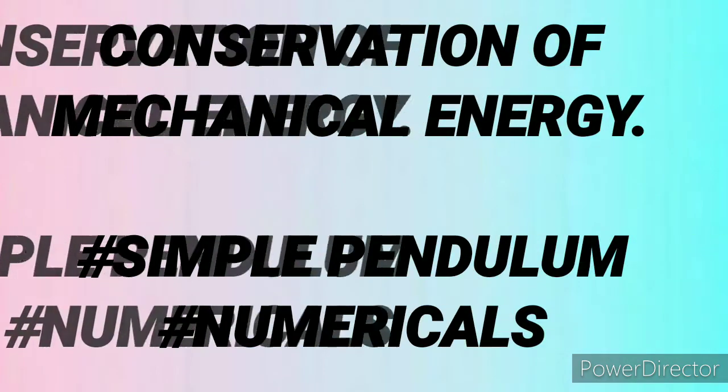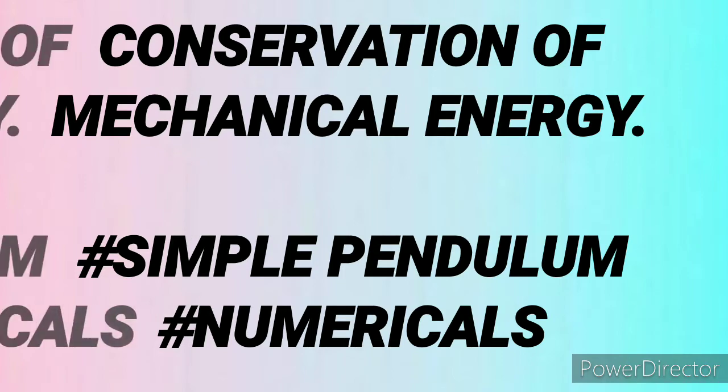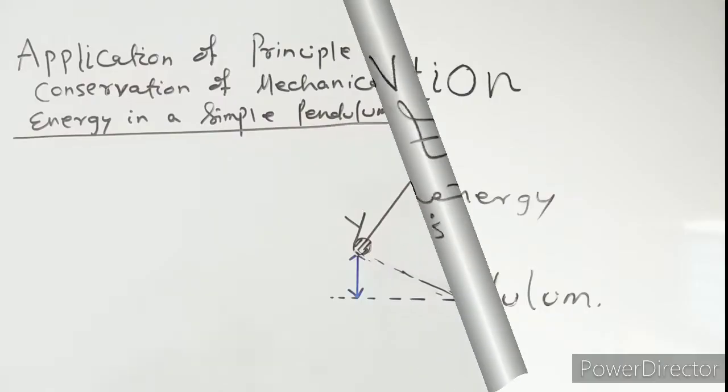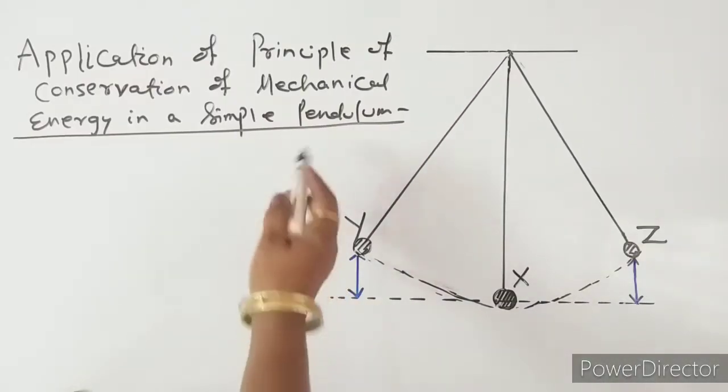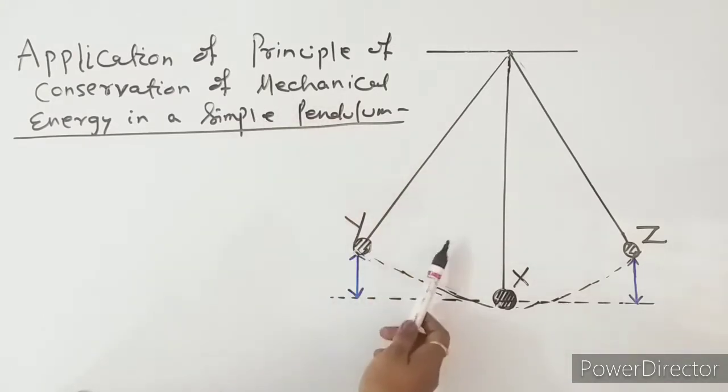Let's start today's class. Today we will discuss conservation of mechanical energy in a simple pendulum. How is this mechanical energy conserved in a simple pendulum when the bob is taken from the mean position to one extreme and comes back? Okay, let's start now. Here we will see the application of the principle of conservation of mechanical energy in a simple pendulum.